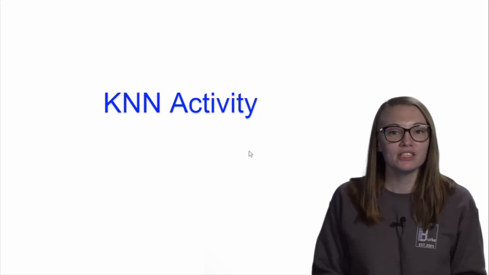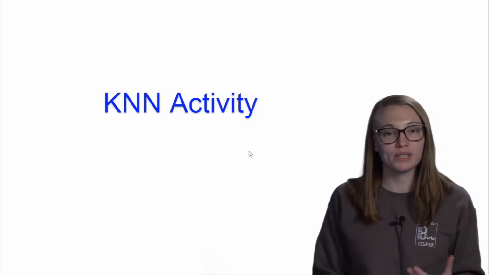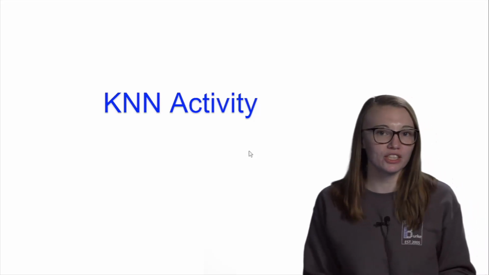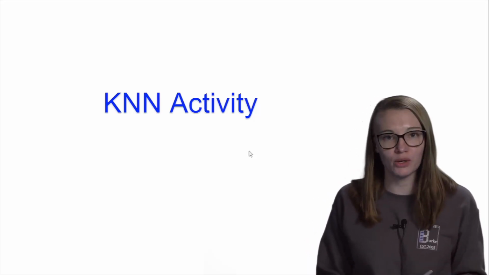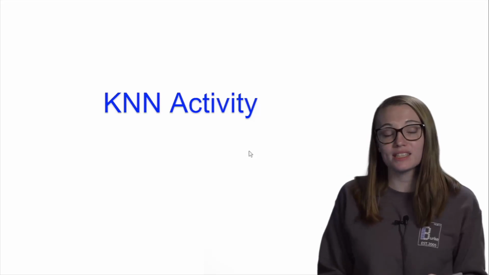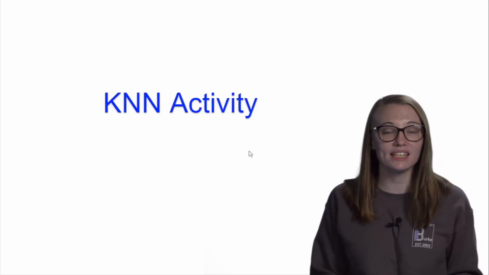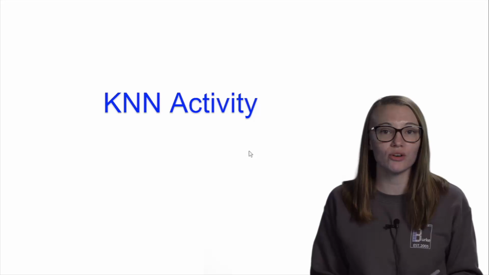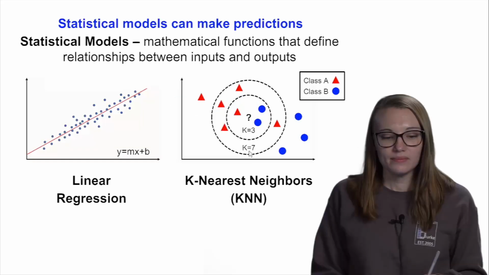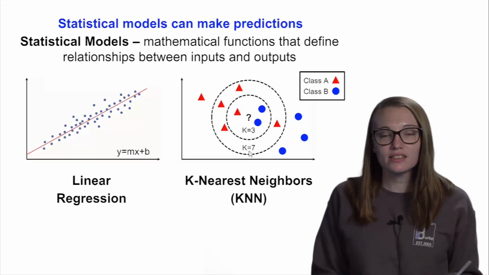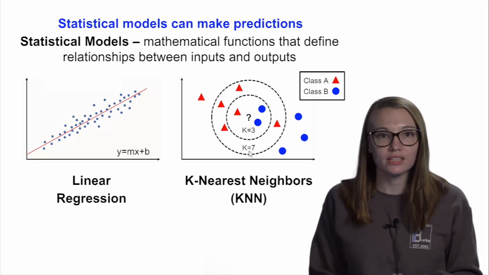Now, as Marty mentioned, computers can use math to make predictions, especially predictions regarding the function of molecules. And today we will be discussing that in the context of K-nearest neighbor analysis, also known as KNN. As Marty mentioned, statistical models can be used to make predictions.